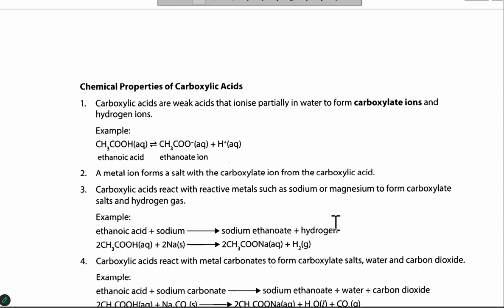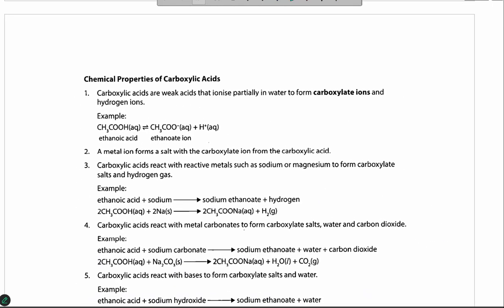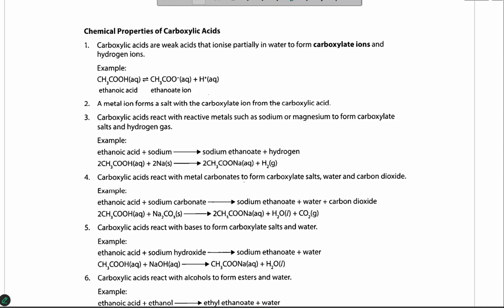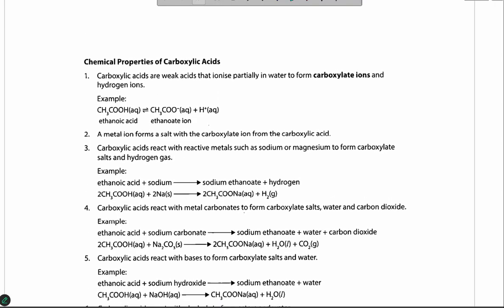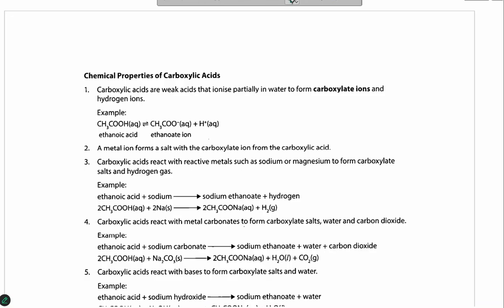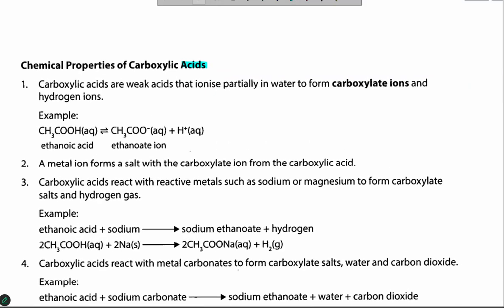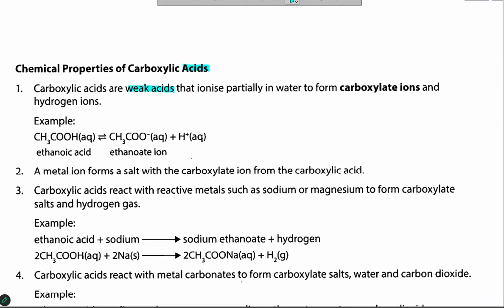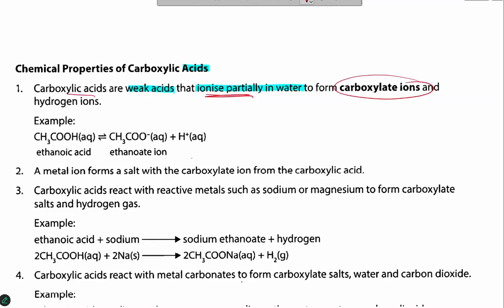Alright, so remember, our acid can be produced by oxidation of alcohol. Now we learn about the chemical reaction first. When you look at the word acid, you know that they have hydrogen ions. So carboxylic acids are weak acids because they ionize partially in water. The keyword is ionize partially in water. And they form carboxylate ion and hydrogen ion.